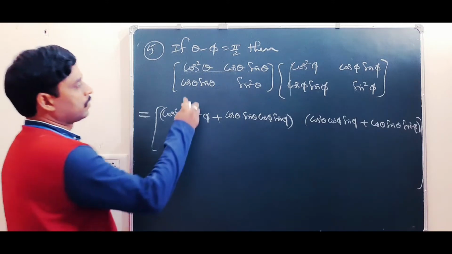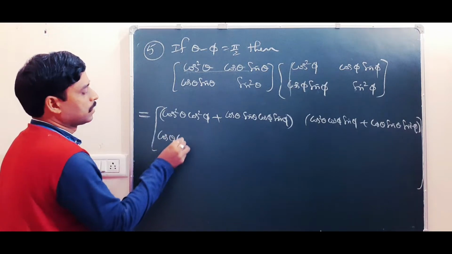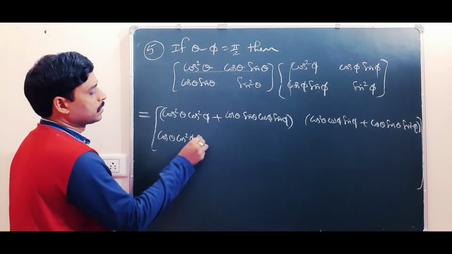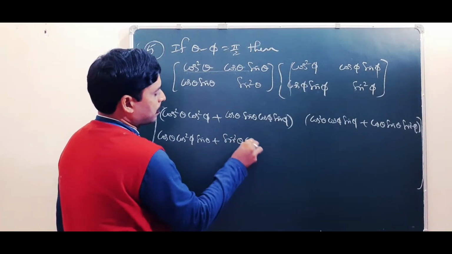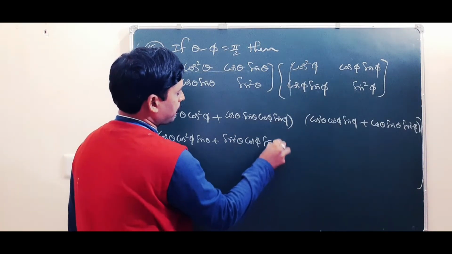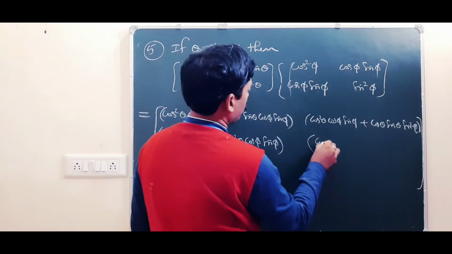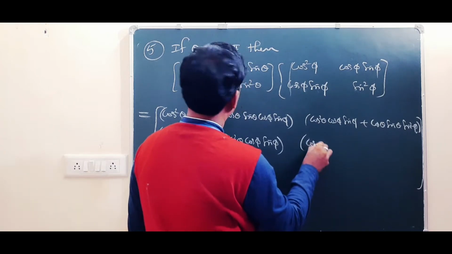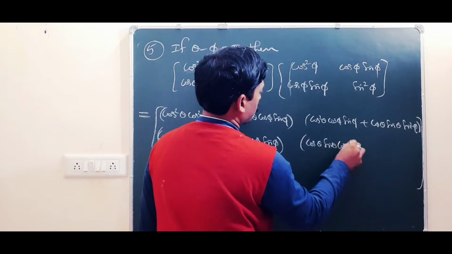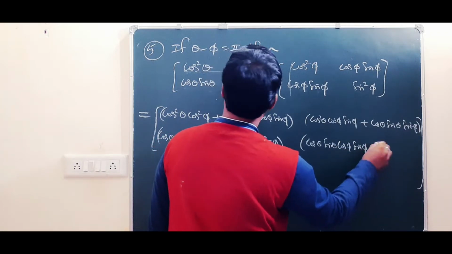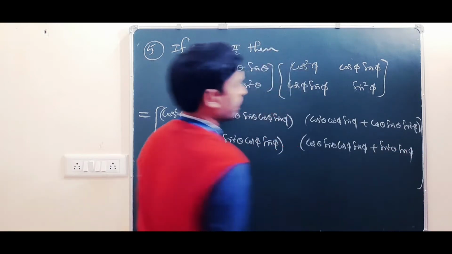Okay, now you should multiply second row first column: cos theta cos square pi sin theta plus sin square theta into cos pi sin pi. Next, second row multiplied with the second column: it will be cos theta sin theta cos pi sin pi plus sin square theta into sin pi.